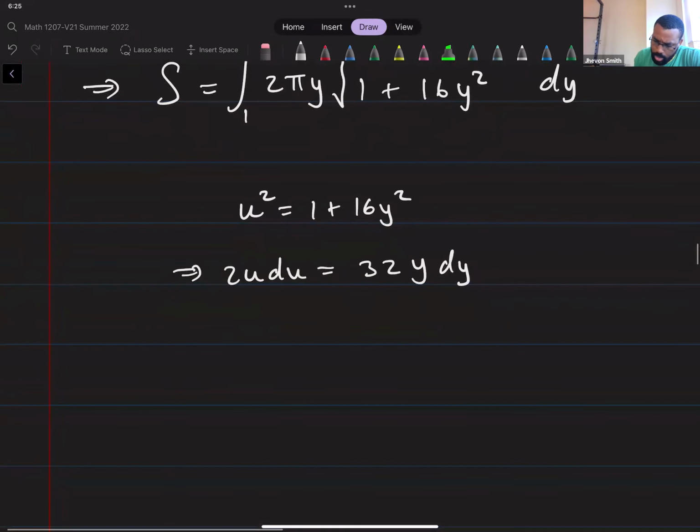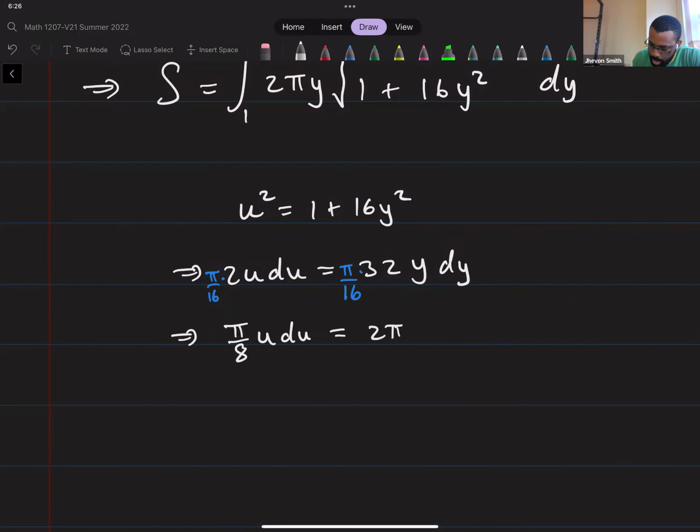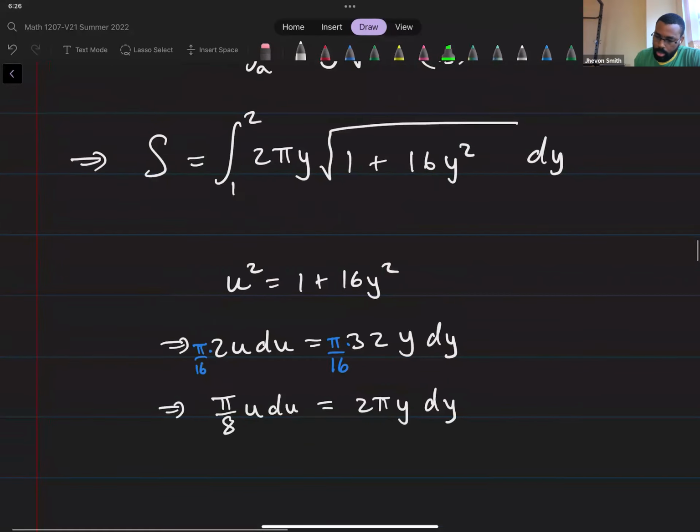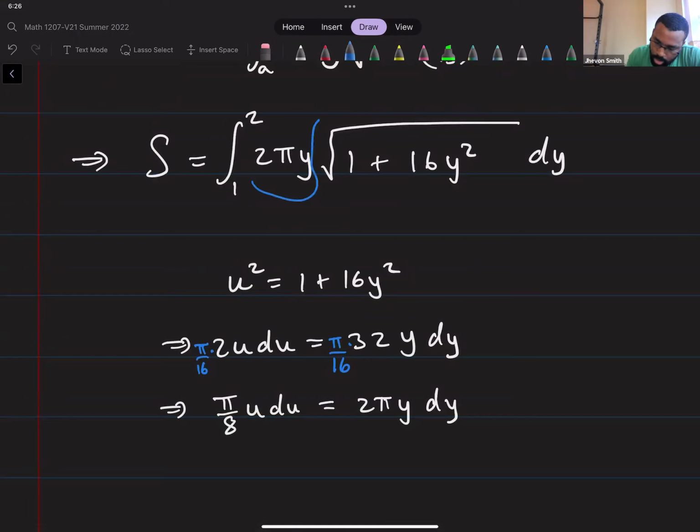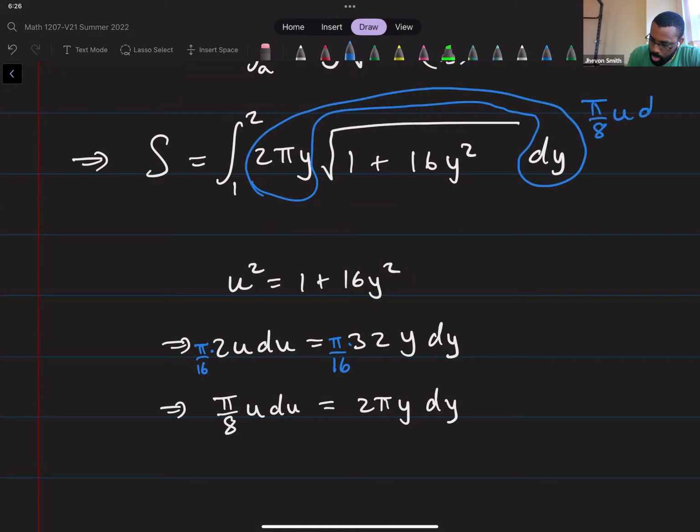I do want to change this to that. So what I can do is I can multiply both sides by, say, pi over 16. So this would mean pi over 8 u du is going to replace the 2 pi y dy. So I get to replace all of this here, 2 pi y dy. This is pi over 8 u du. And then I also get to replace this entire thing with u.